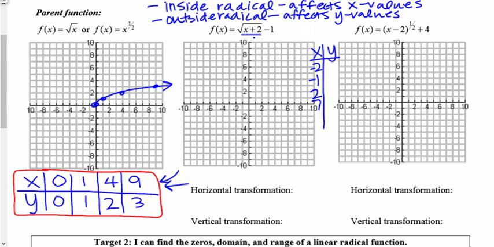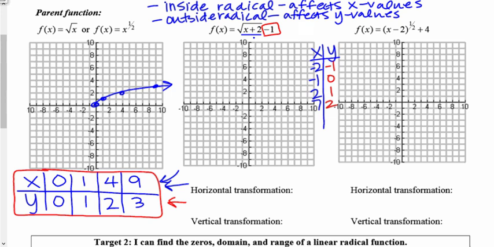Now let's look at my y's. I have a minus 1 on the outside of my radical in the equation, meaning I'm going to take all of my y values and subtract 1. So looking at my y values, 0 minus 1 is negative 1, 1 minus 1 is 0, 2 minus 1 is 1, 3 minus 1 is 2. So now I have my new table, and I can just graph those points. That is the parent function transformed based on this equation.